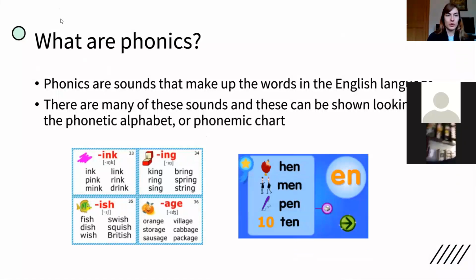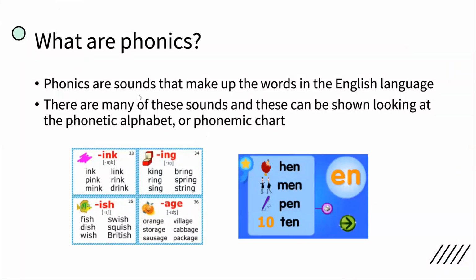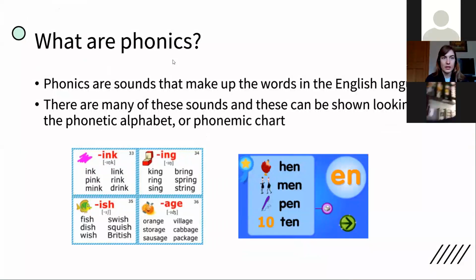Okay, so what are phonics then? Phonics are sounds that make up words in the English language. Okay, so there are many of these sounds, and these can be shown by looking at the phonetic alphabet. So we'll look at the phonemic chart in a second. That will be on the following slide. So examples of phonics are just in the pictures below. You can see they're basically all the possible sounds in the English language.